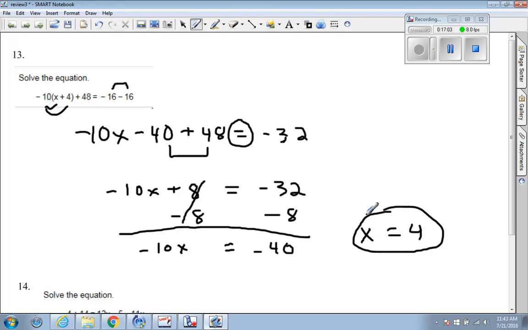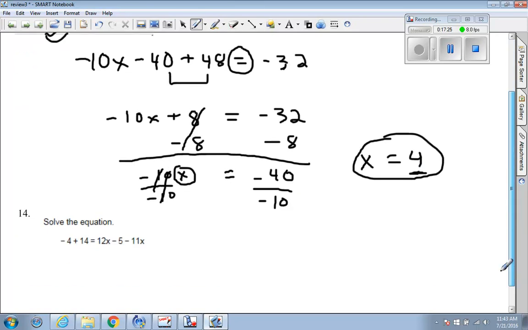Or, if you want to write out a step, which you probably do if you're just beginning, divide both sides by the coefficient of x. So divide both sides by negative 10 to isolate x. And you'll see that x is whatever negative 40 divided by negative 10 is, which is 4. Okay? Let's try the next one.